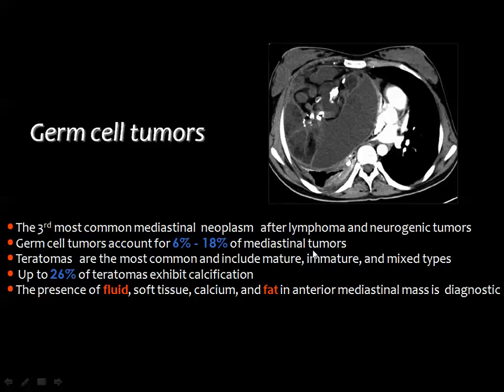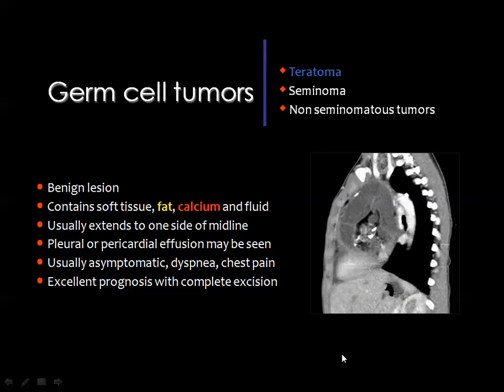of fat. And there is a big mass here containing calcium, containing fat, which is these dark streaks, and the fluid. Then we have three components: fluid, fat, and calcium. There may be also some soft tissue shadows inside the lesion. And for the diagnosis of teratoma in the mediastinum, teratomas are usually located in the anterior mediastinum. There should be calcium, fat and fluid.